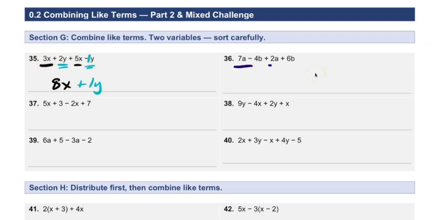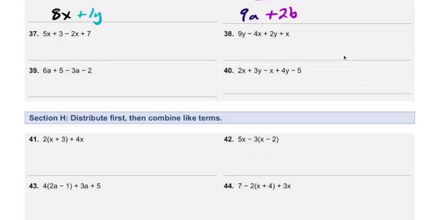Same thing over here. We're going to add the a's and the a's. So that gets us 9a. And then negative 4b and 6b. Negative 4b plus 6b. Different sign, so I subtract. 6 minus 4 is 2. Keep the sign of the bigger number. So there we go. Next one, we'll do this really fast.